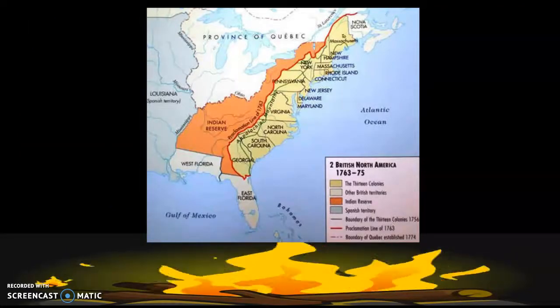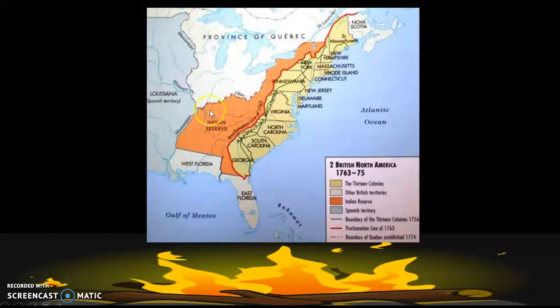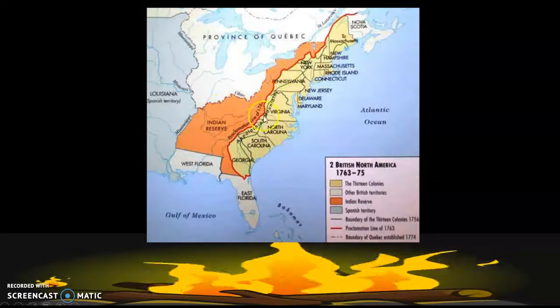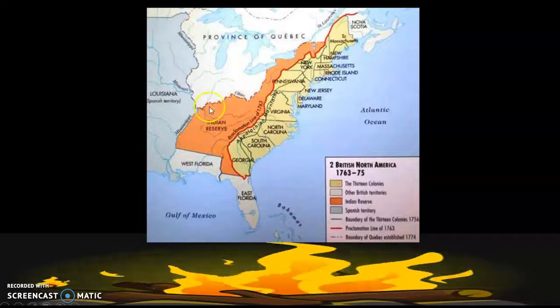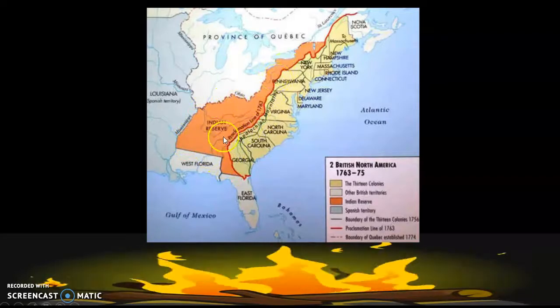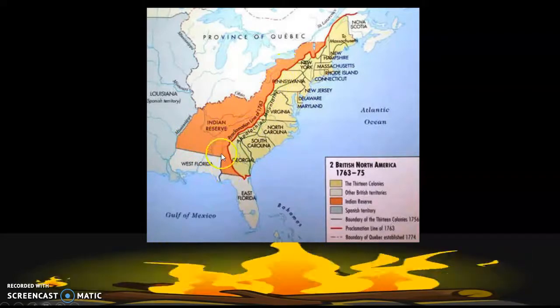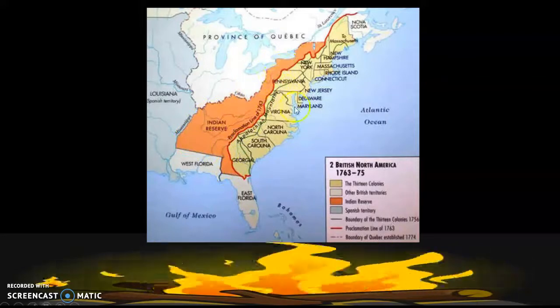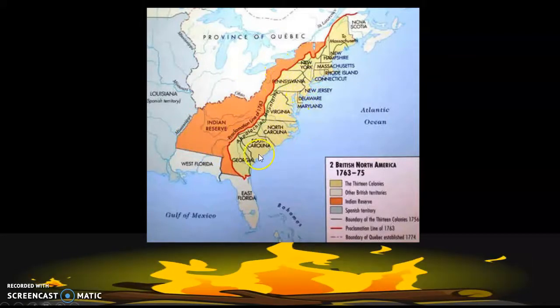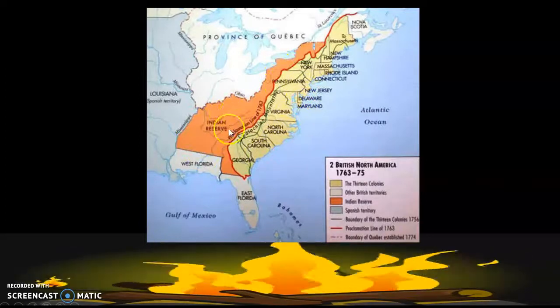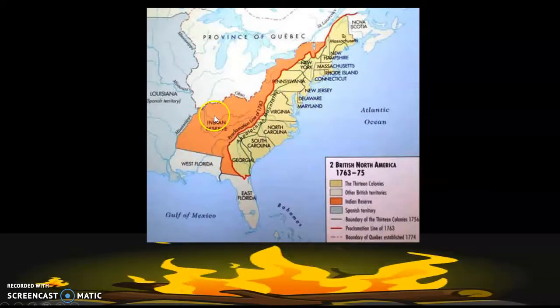And so here's a map, actually, of all of this. In orange is what the British won during the French and Indian War. And remember, the American colonists are British. So the American colonists from the 13 American colonies were fighting on the side of the British to take this land from the French. All right.